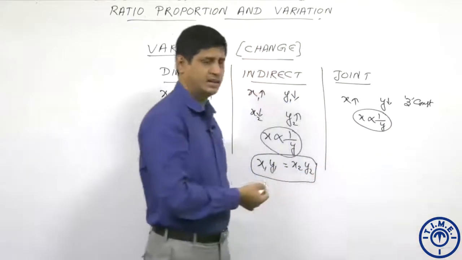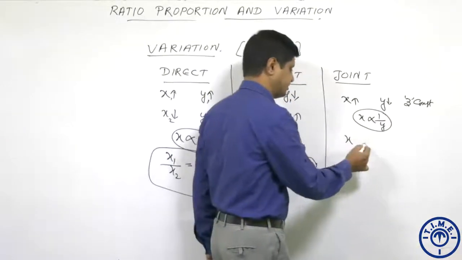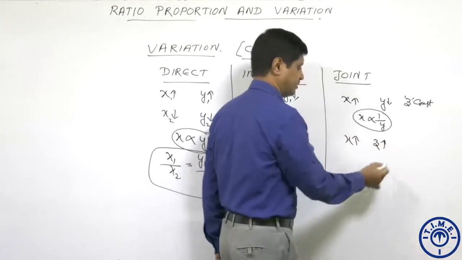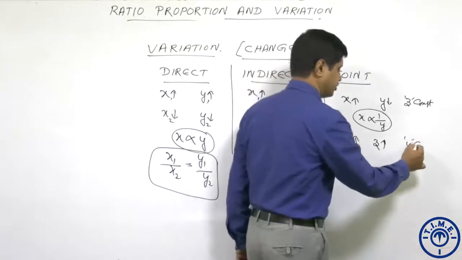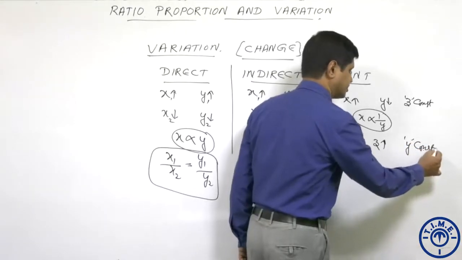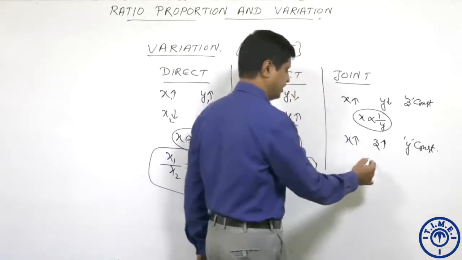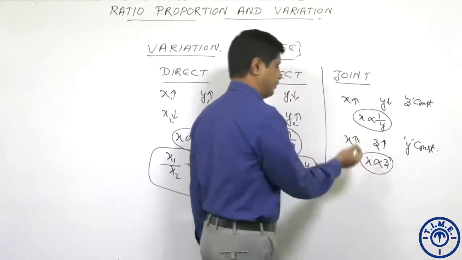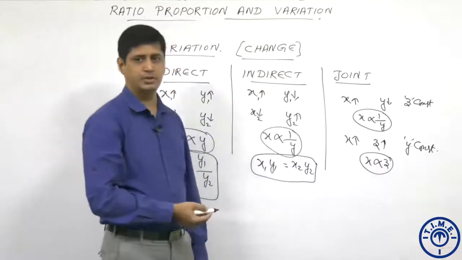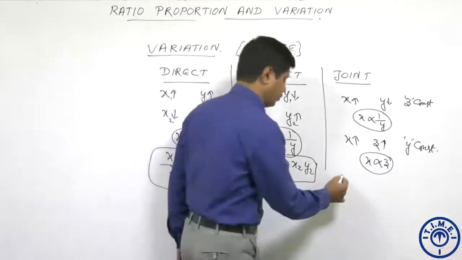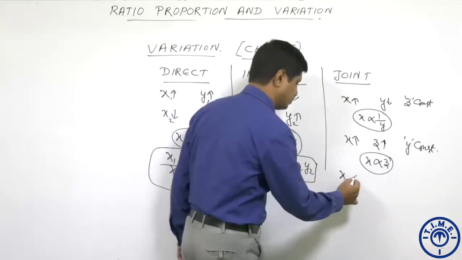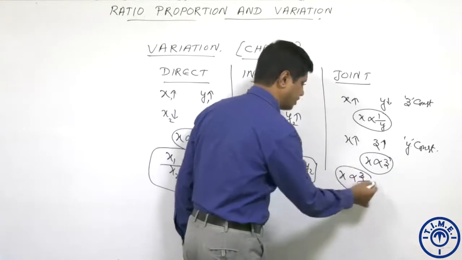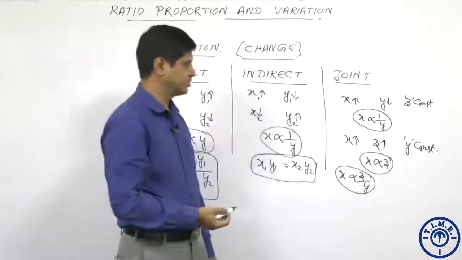Now what is the other? Let us discuss x and z. X and z: when x increases, z also increases, whereas y is a constant. When y is a constant, then what is the result here? X and z are in direct proportion. Now combining these two we get x proportional to z by y.